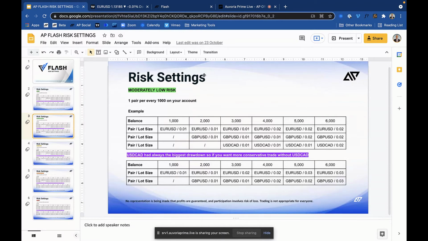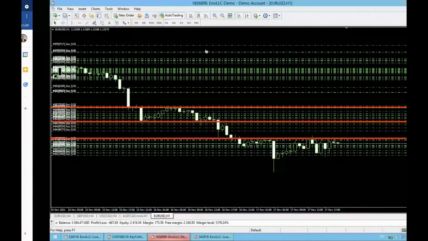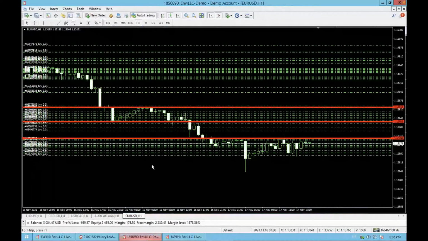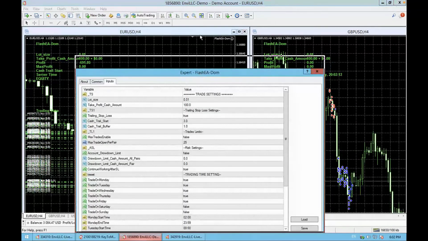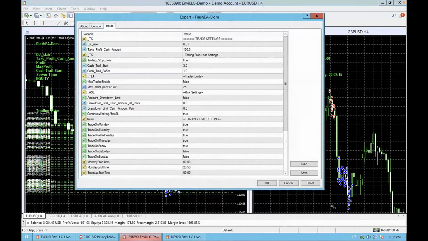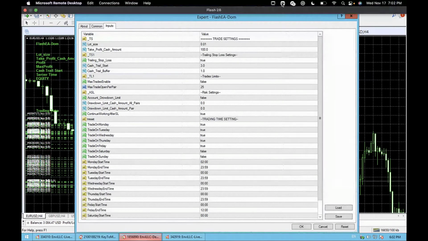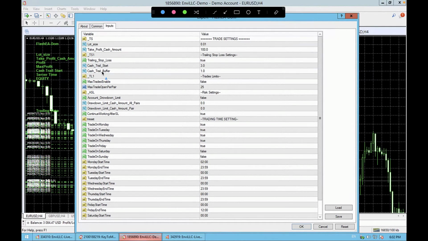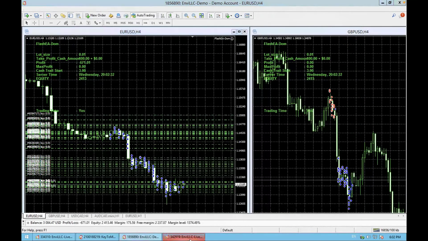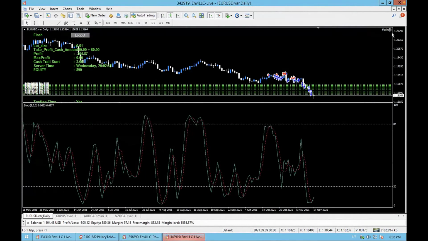Okay, so let's jump into Flash now, and I will show you what you can do when you want to manage Flash, and the risk settings that we have in Flash. Let's open up the smiley face and expand it a little bit. So the first thing that you can see here, oh, sorry, this is not the right one. Okay, I'm going to show you right now what we can do here.